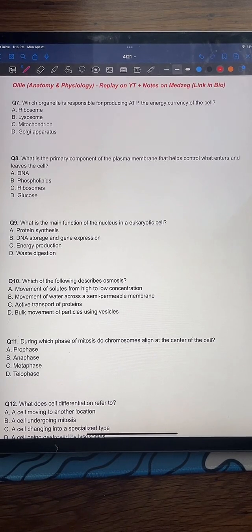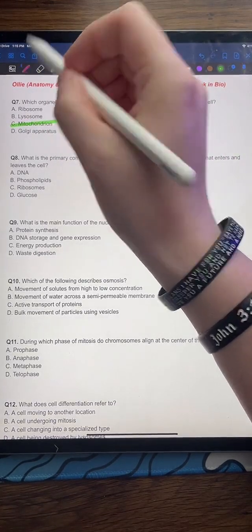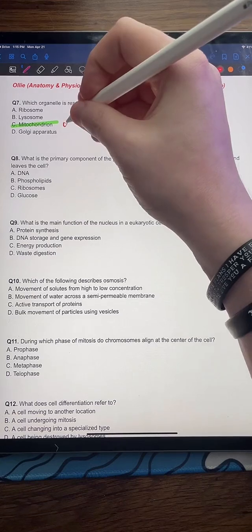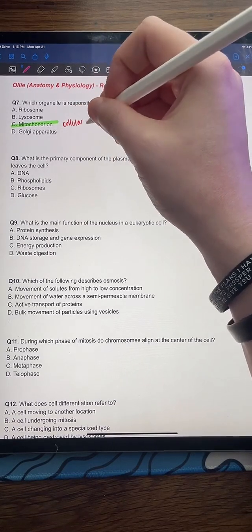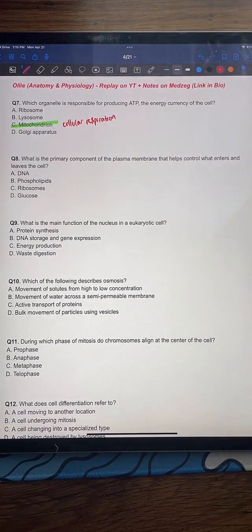Number 7. The answer is C. It is the mitochondria. Remember, the mitochondria is the powerhouse of the cell. ATP is our energy, and this gets produced via cellular respiration. The ribosome is more so for protein synthesis. Lysosome is going to break down materials and cellular debris.